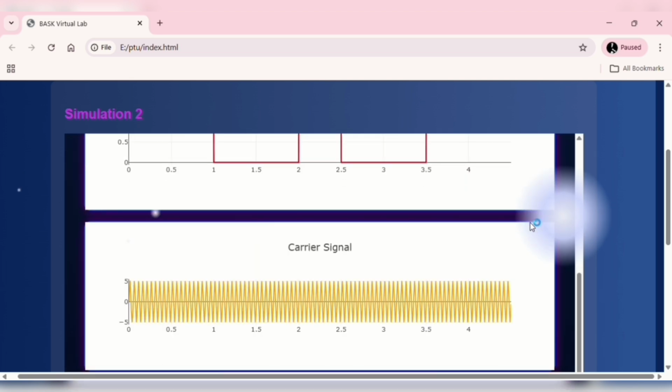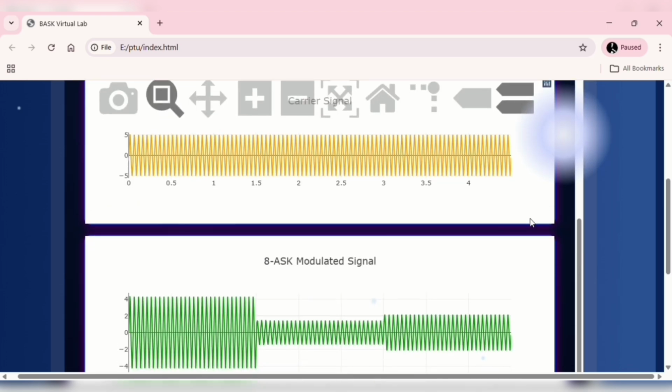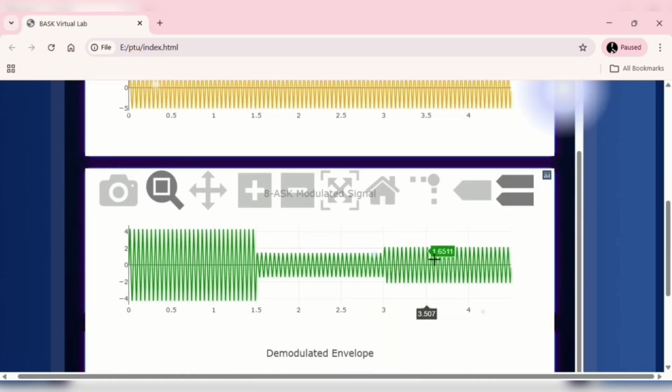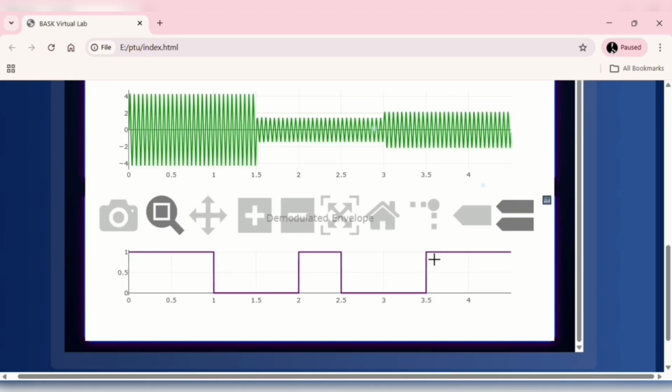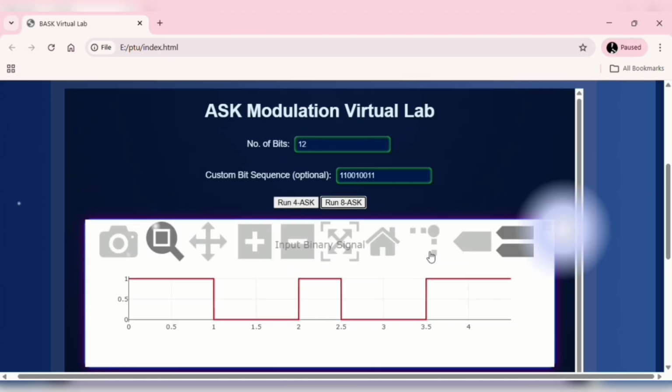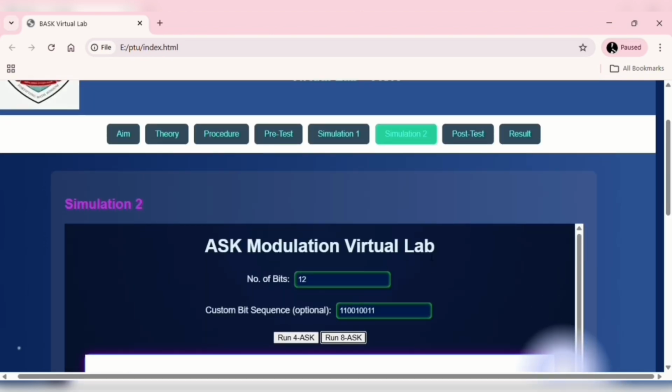This simulation illustrates how higher order ASK modulation increases data transmission efficiency by grouping 2 bits or 3 bits and representing them with a unique symbol. This improves the efficiency by sending multiple bits per symbol.